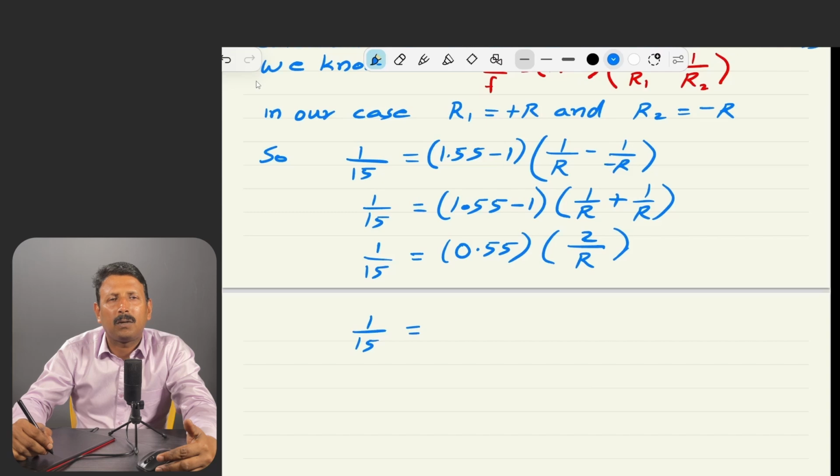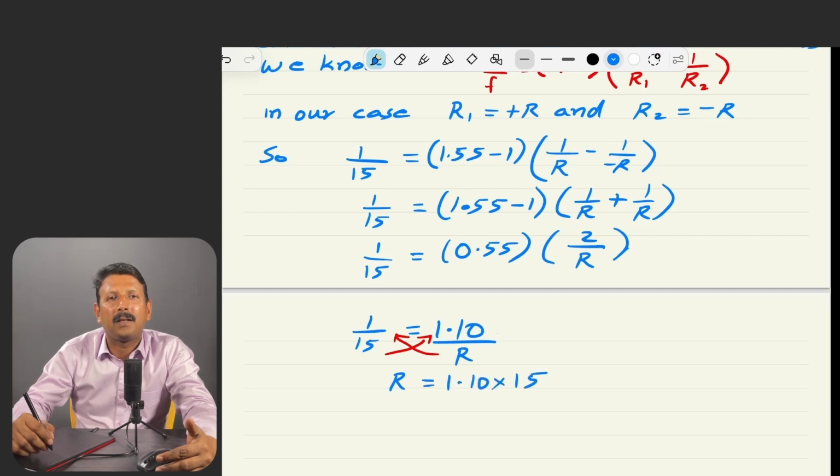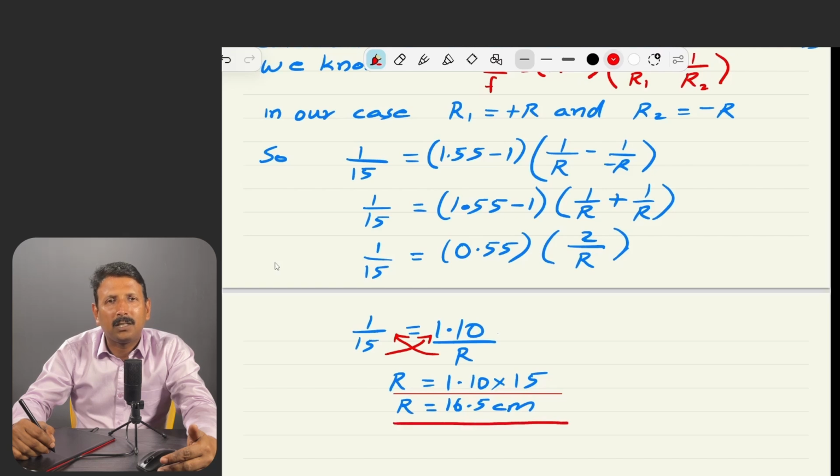Now normal mathematics, 1 by 15 is equal to 0.55 multiplied by 2. The answer will be 110, 2 into 55, 2 decimal points, so 1.10 divided by r. Just do a cross multiplication, change the position of denominator and numerator to make r the subject of the formula. So r is equal to 1.10 into 15, you will get 16.5. So 1 times 15 is 15 and 0.1 times 15 is 1.5. So 16.5 centimeter. I will show you the mark distribution in this answer, how they distributed the 2 marks.